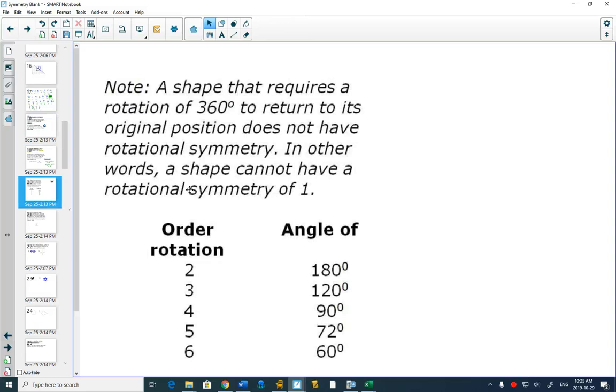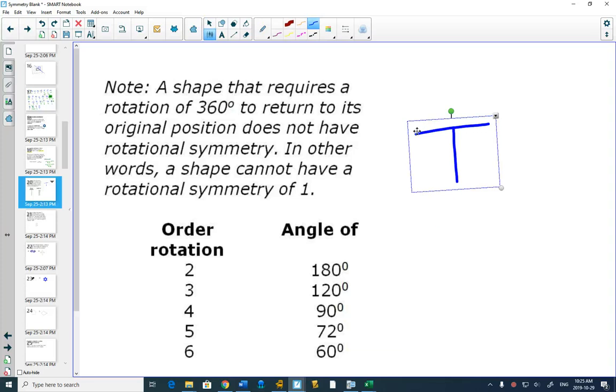So if something requires that you have to turn it all the way around, it has no rotational symmetry, like the letter T. If I take the letter T, it doesn't match up to be a T until I rotate all the way around again. We would say that that object does not have rotational symmetry. So we never say something has a rotational symmetry of 1 or an order of rotation of 1.